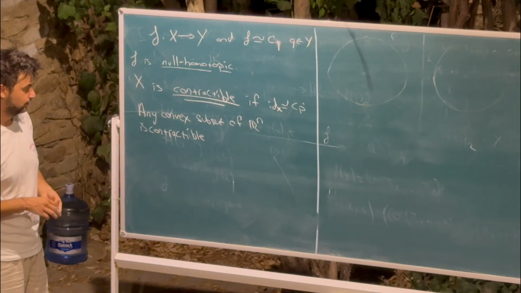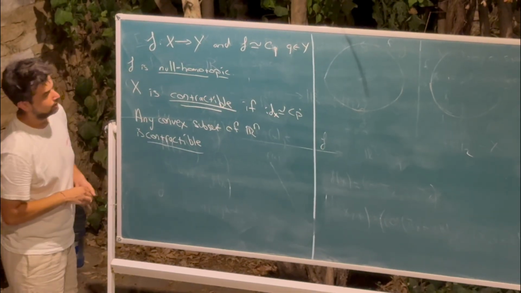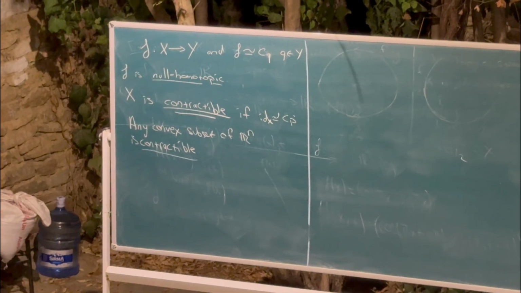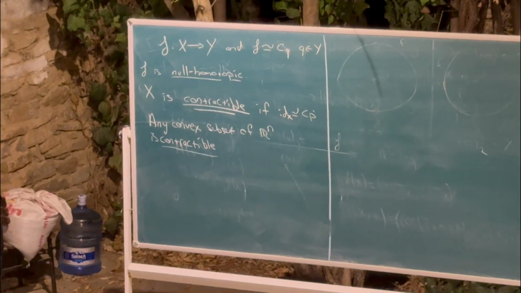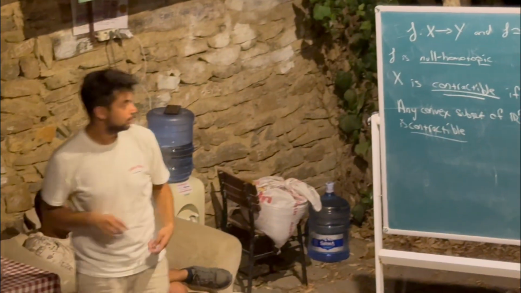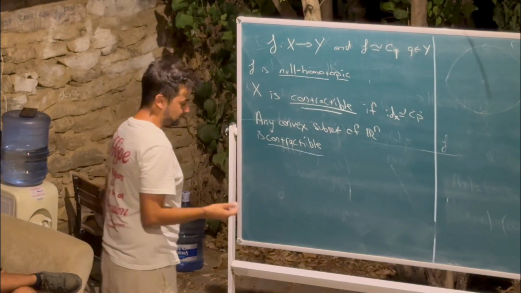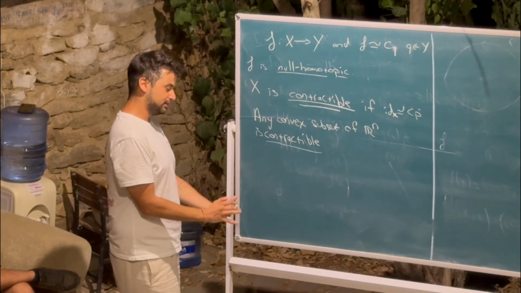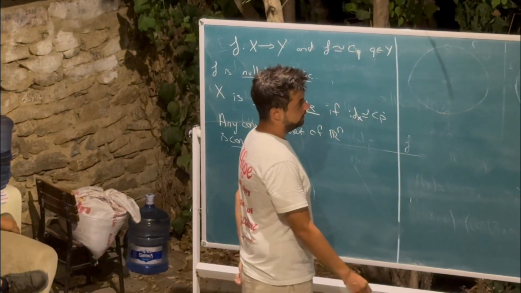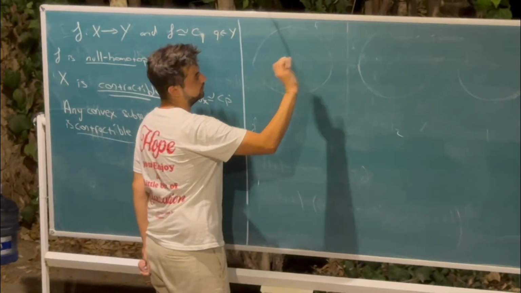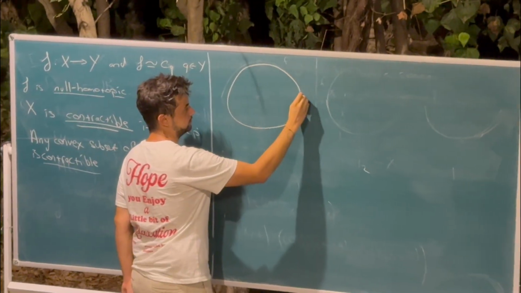Okay. Maybe if you're thinking about a non-contractible space, it's very hard. I mean, we can't really show that it's not contractible, but I'll try to give you an idea. Our fundamental example for a non-contractible space will be S1.